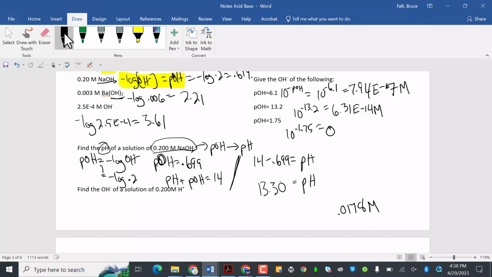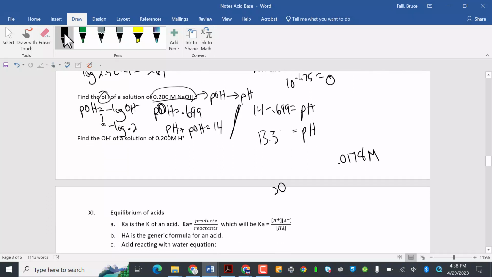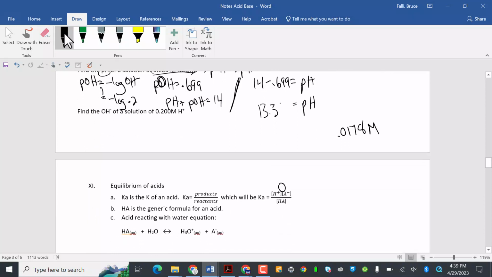That's pH. Find the OH negative of a solution of 0.2 molar H positive. Okay, so notice how this is weird because I'm finding OH of an acid. If I want to find OH from H, my best equation for that is H positive times OH negative equals 1E negative 14.